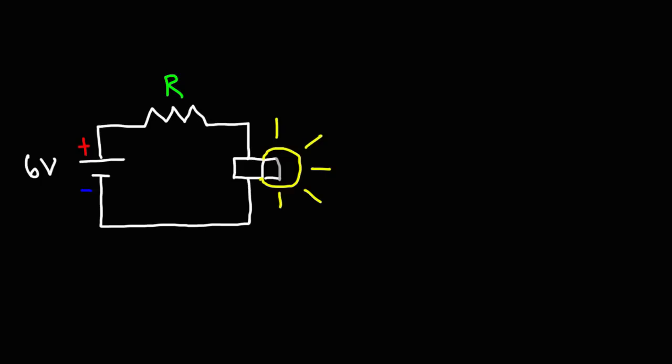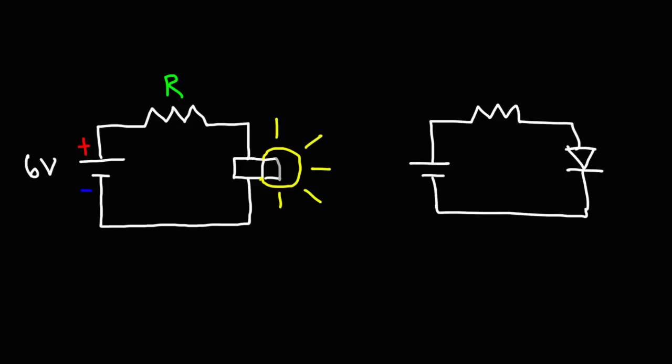Now, with these types of light bulbs, they're not very efficient in generating light energy. They work, but a lot of the energy is wasted as heat energy. They generate a lot of heat. And there's another type of device that we could use that can also generate light energy. And this is known as an LED, a light emitting diode. Let's use a green LED.